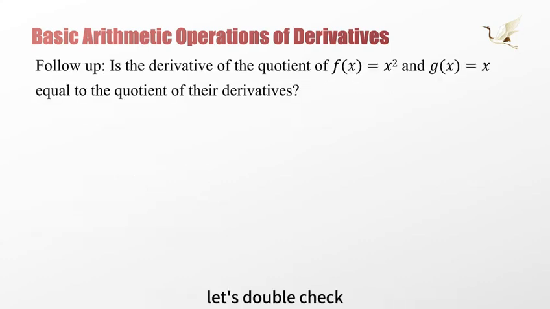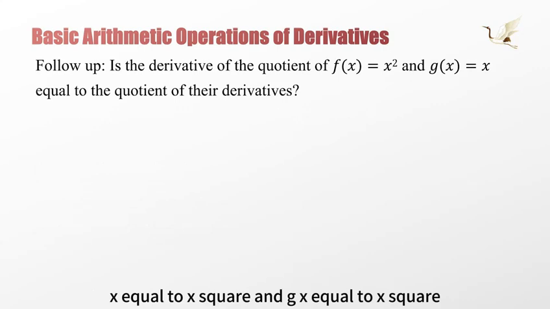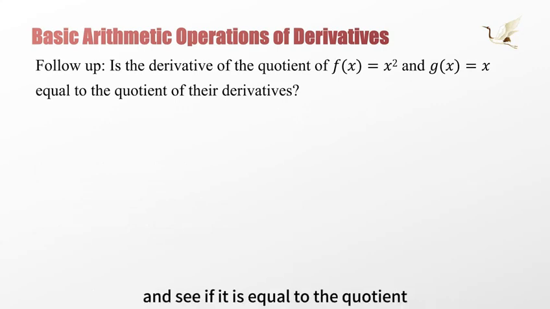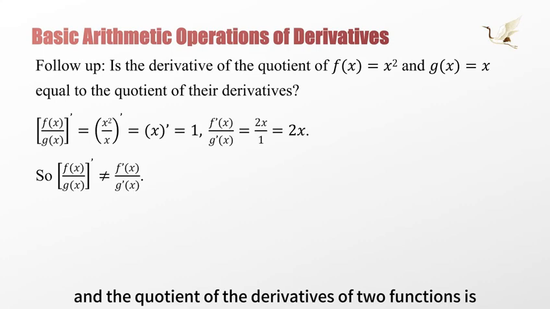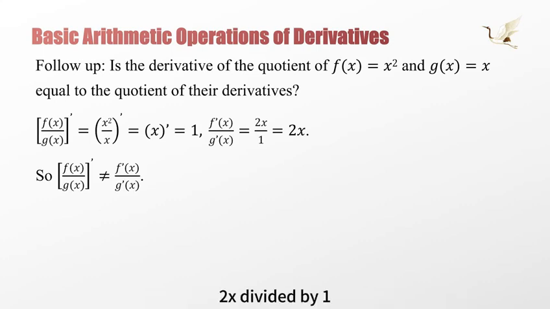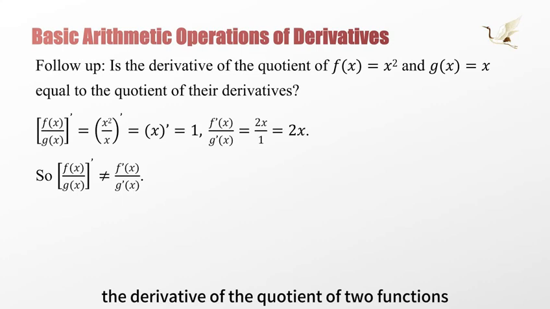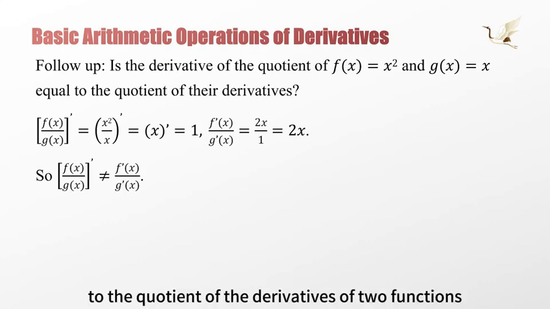Let's double-check with f(x) equal to x squared and g(x) equal to x, and see if the derivative of the quotient is equal to the quotient of their derivatives. The quotient of the two functions is x, so its derivative is 1, and the quotient of the derivatives of the two functions is 2x divided by 1, which is 2x. The derivative of the quotient of two functions is also not equal to the quotient of the derivatives of the two functions.